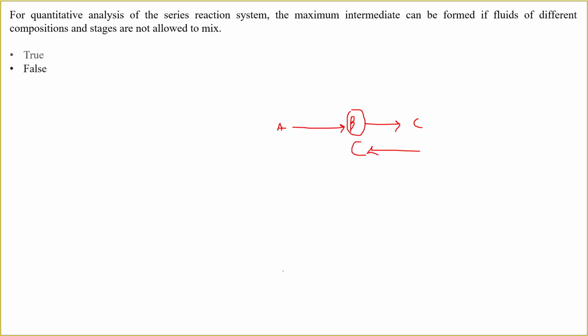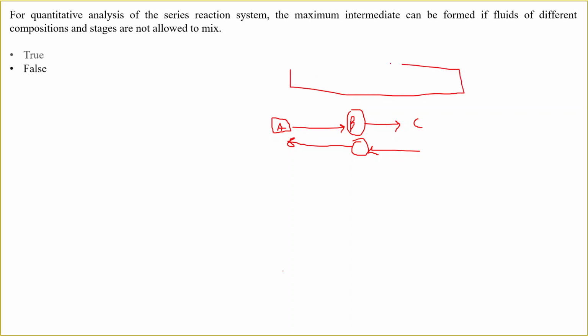Why? Because sometimes what happens is if B is forming, B will also hinder the formation of itself by colliding with the A molecules also. So it is necessary for the reactant itself to properly react so that it forms the intermediate and then the reaction proceeds further. So that's why it will be much better if we keep the fluids of different compositions and stage not to mix together. So that will be much more favorable.